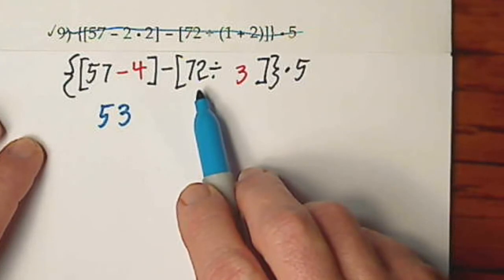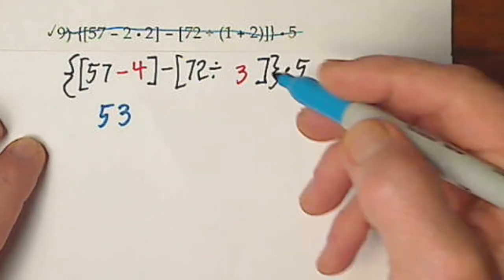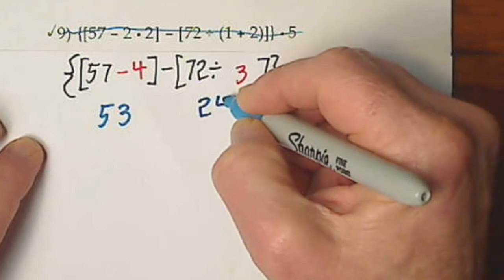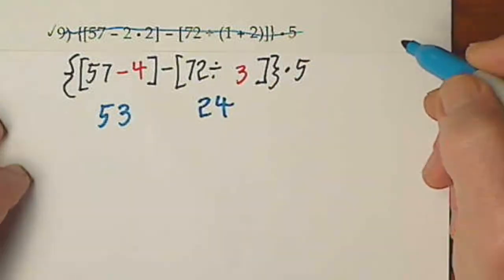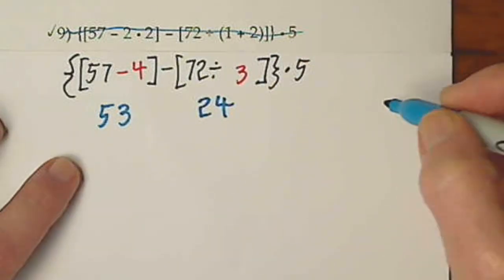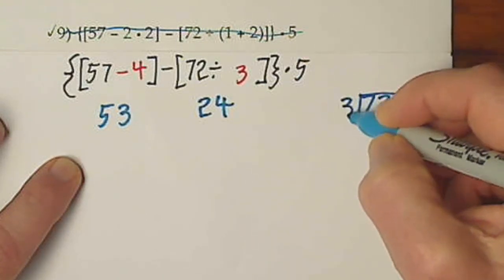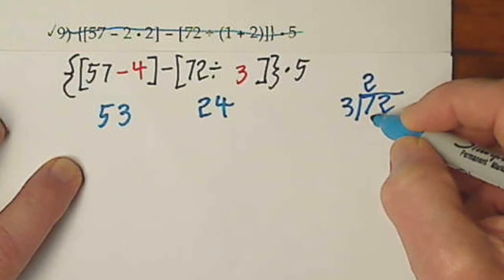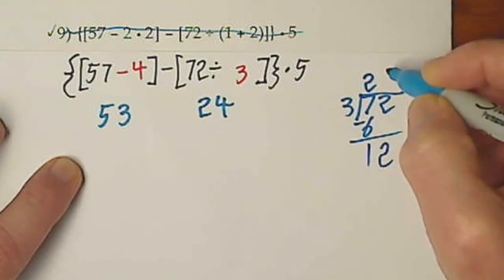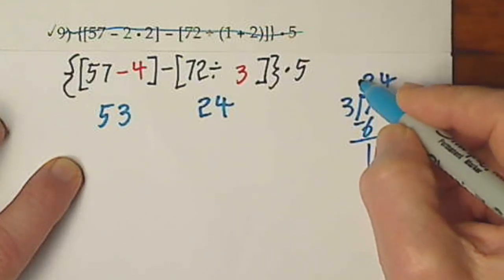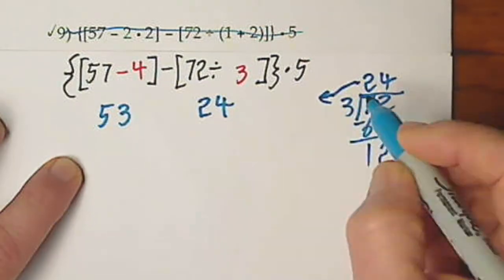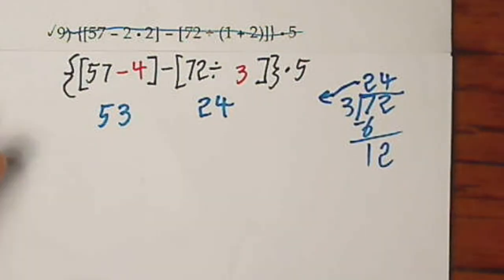Within this set of parentheses, 3 goes in there 24 times. Incidentally, if you can't do that in your head, you just sneak off to the side and do your long division, okay? 72 divided by 3: 3 goes into 7 twice. 3 goes into 12 4 times. And then you put your 24 right underneath there, okay? And now I'm going to bring down whatever I haven't touched.